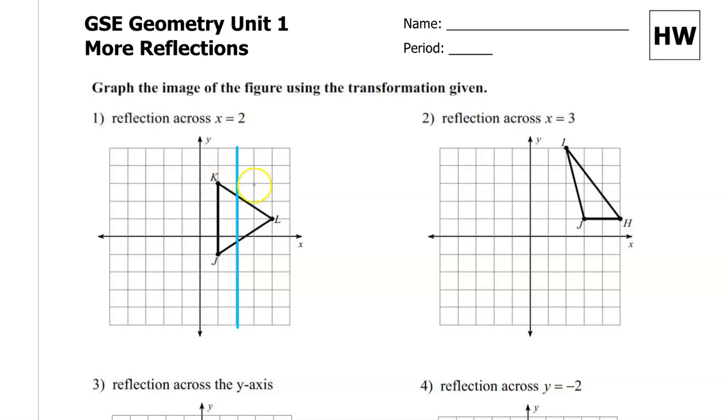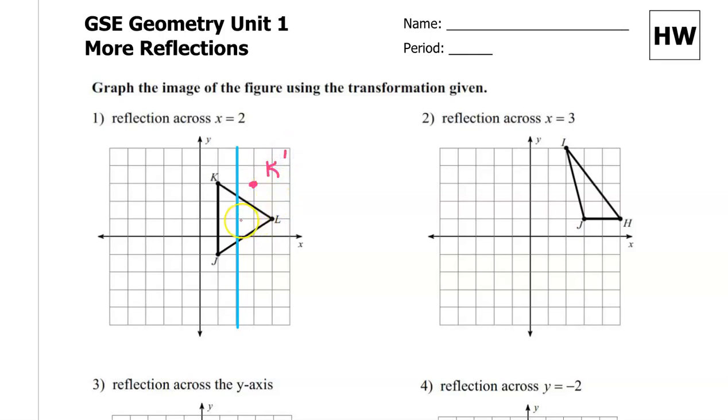Probably the easiest way to do a reflection when you're given a graph like this is just to use the points and count. So for example, we see that the point K is 1 unit to the left of the reflection line. So K prime will be 1 unit to the right. So this will be K prime right here.